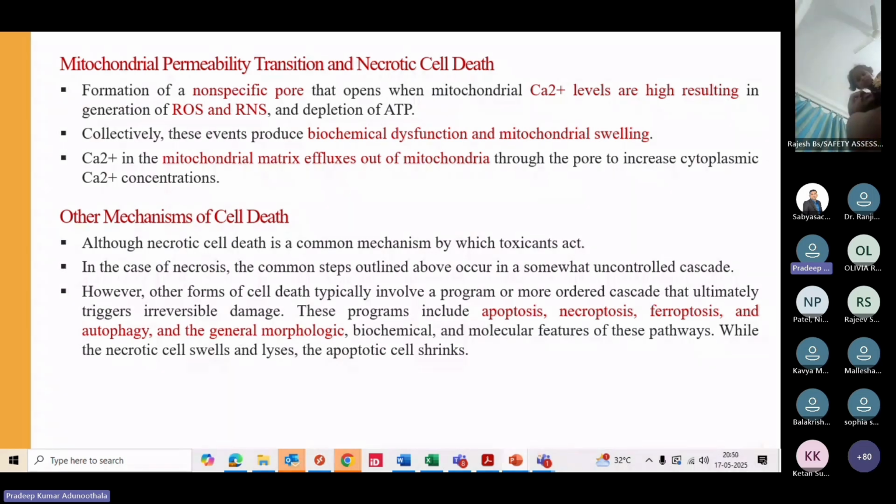Other mechanisms of cell death. Although necrotic cell death is the common mechanism by which most toxicants act, in the case of necrosis the common steps outlined above occur in a somewhat uncontrolled cascade. Other forms of cell death typically involve a programmed or more ordered cascade that ultimately triggers irreversible damage. These programs include apoptosis, necroptosis, ferroptosis, and autophagy, and the general morphologic, biochemical, and molecular features of these pathways.